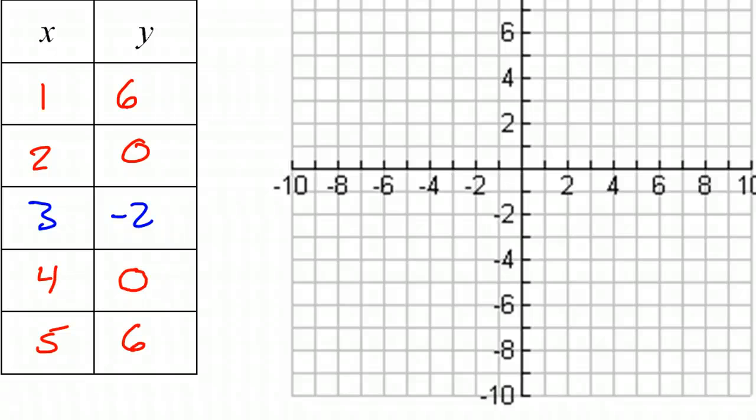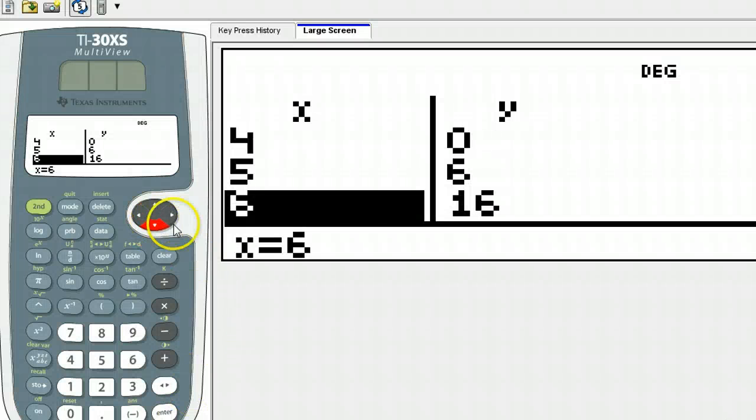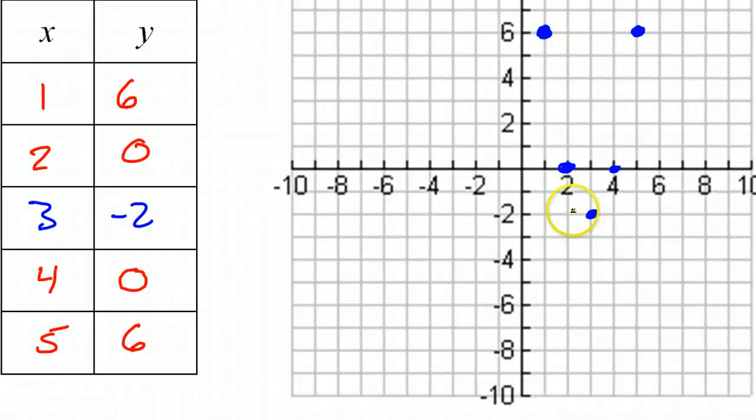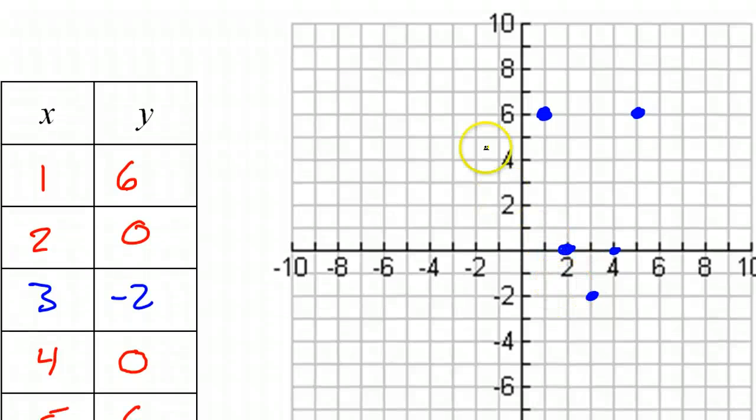Let's graph these points, guys. (1, 6) would be right there. (2, 0), it's on the line. (3, -2). And then the symmetry, (4, 0), and (5, 6). Let's check and see if the next value would fit on the graph or not. (6, 16), nope, that's off the graph. So we'll make do with these. Alright, let's go ahead and graph the parabola.